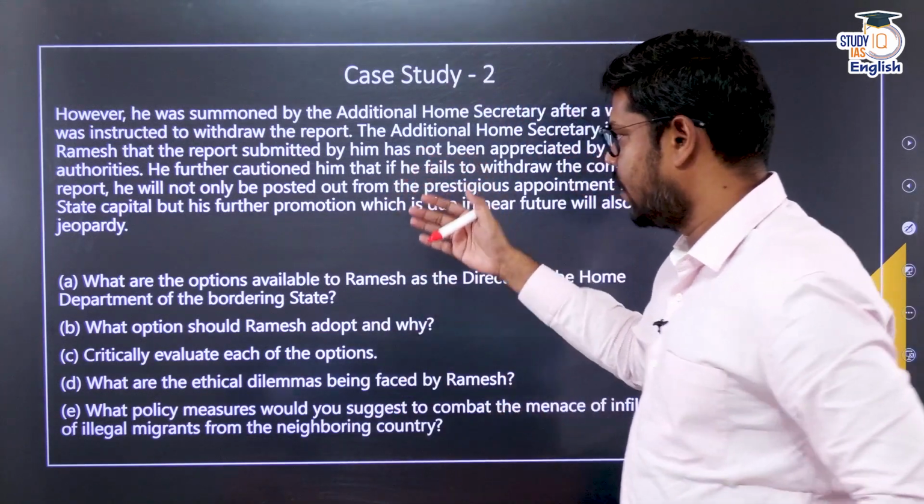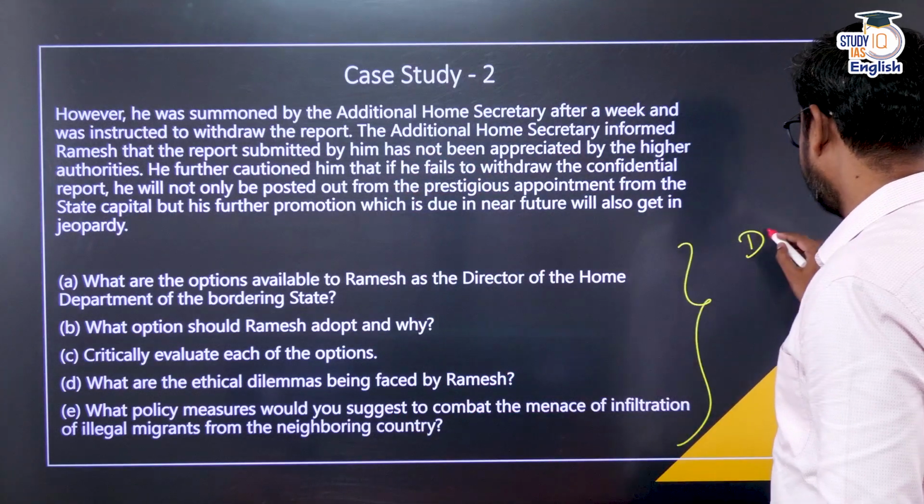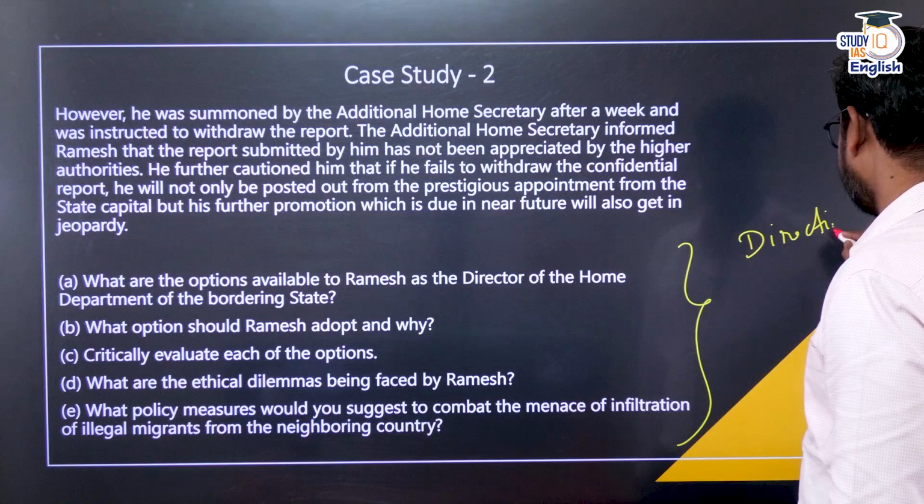But anyways, now let us try to understand as to what are the various directives. So the students have to understand these directives before they can answer the questions. Okay, so let us try to understand as to what are the directives.